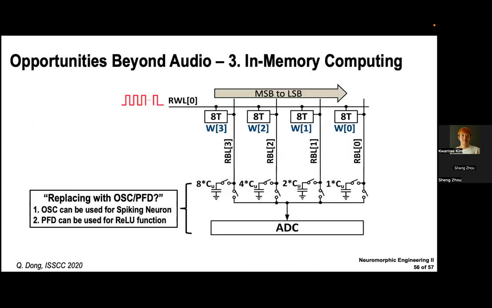And lastly, there is the in-memory computing field, which is of course very emerging. This slide shows an example of an 8-transistor SRAM-based in-memory computing architecture. We have a read word line that applies a number of pulses according to the input activation data, and this cell is discharging the charge. In the end, it is modulating the amount of current discharging from the capacitors.